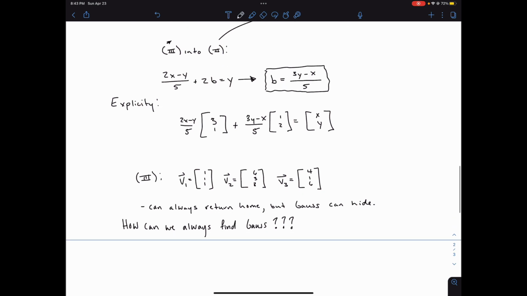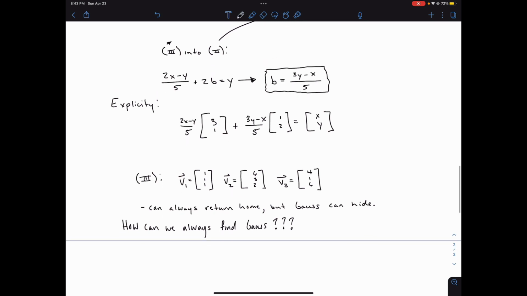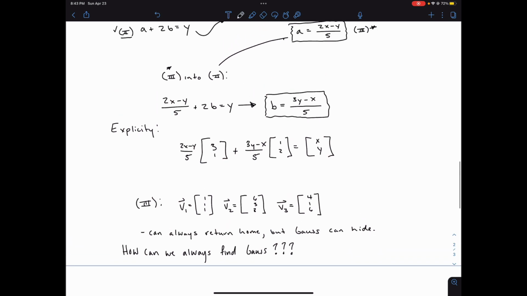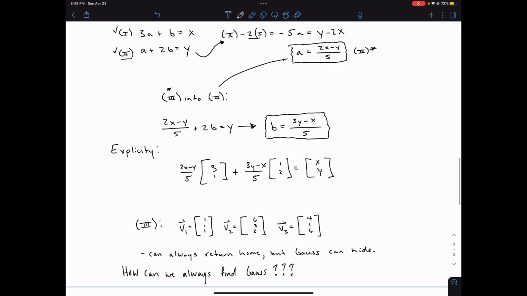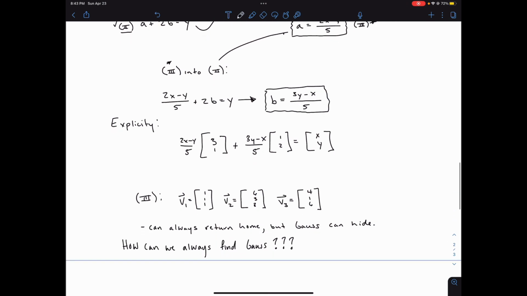So for any x and y, we have some linear combination using our means of transportation. So that algebraically shows the vectors span the space. I kind of like the algebraic expression more.